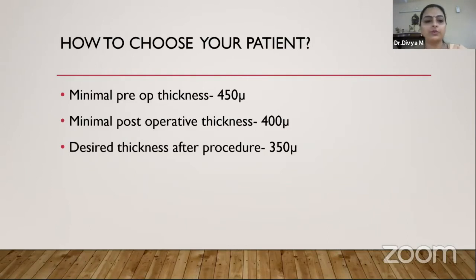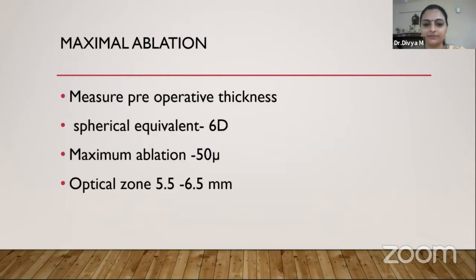So how do you choose your patient? The patient will be chosen with a minimal pre-op thickness of at least 450 microns. Corneas thinner than 450 microns are not advisable. The minimal post-operative thickness should be 400, and the desired thickness after the procedure, that's after you remove the corneal epithelium and all that, should be 350 microns.